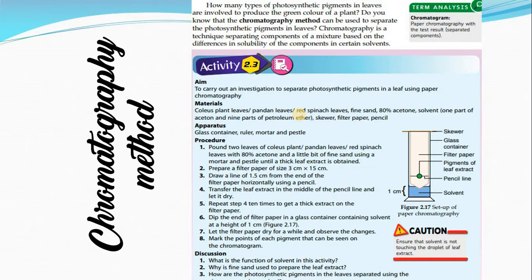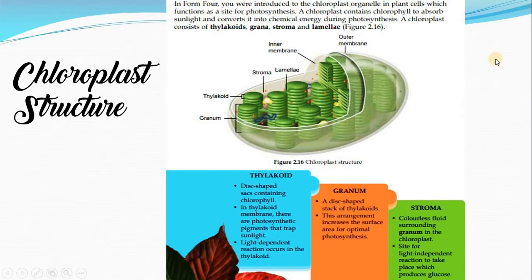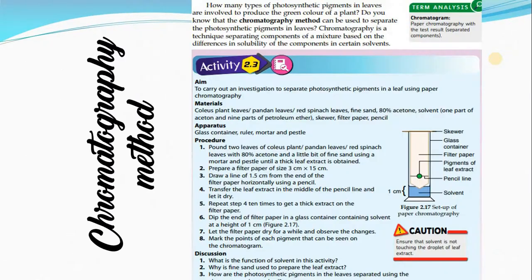So, how many types of photosynthetic pigments in a leaf are involved to produce the green color of a plant? Okay, actually there are a few types of photosynthetic pigment in the chloroplast, right? So these photosynthetic pigments are very important in photosynthesis, right?